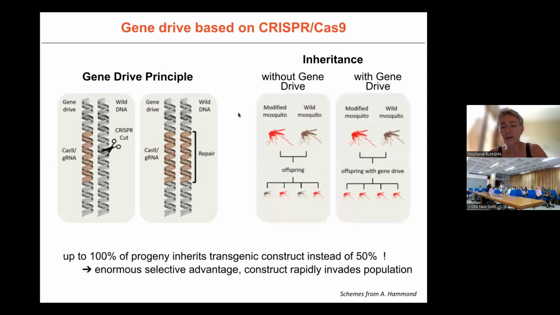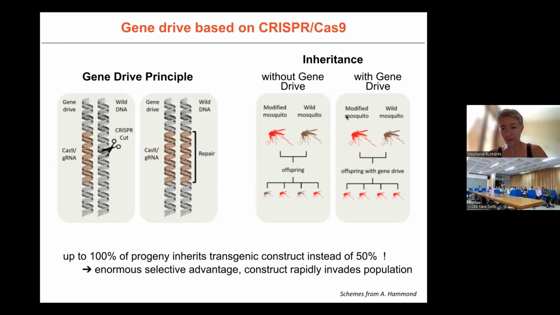So if I think in terms of inheritance, especially if this occurs in the germline, which is actually what happens, then without any gene drive, if I have a heterozygous transgenic mosquito carrying just one copy out of two different alleles, and I cross it with a wild-type mosquito, only 50% of the progeny will be carrying this original transgenic cassette.